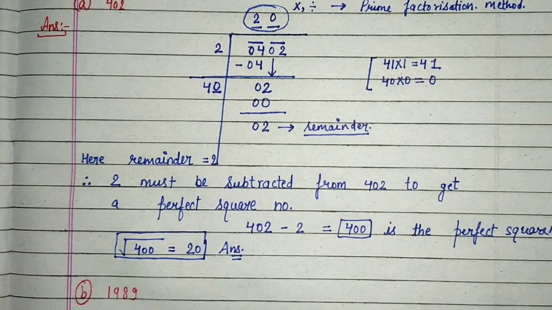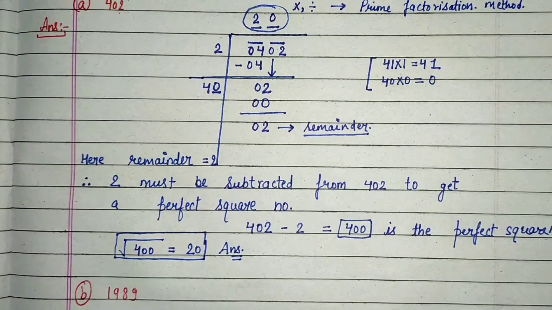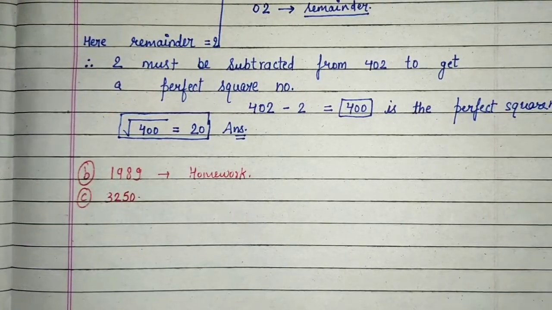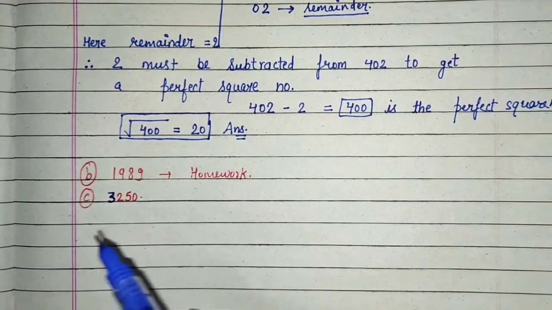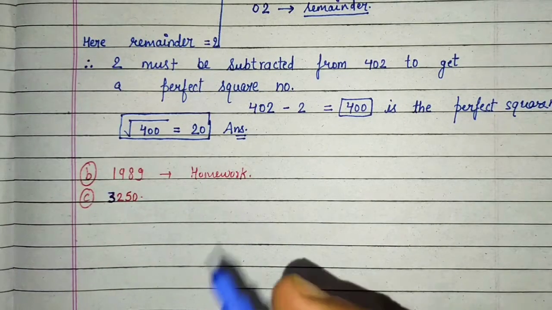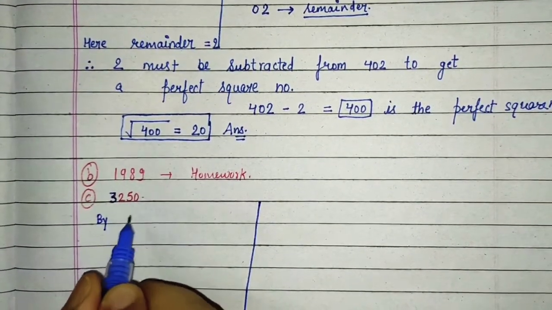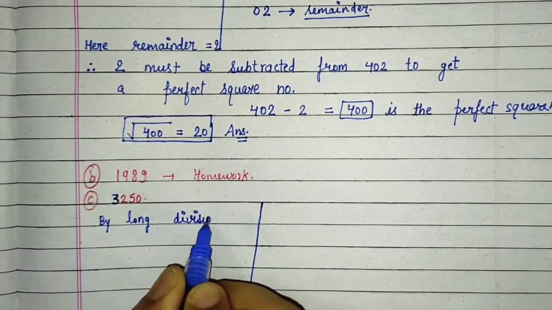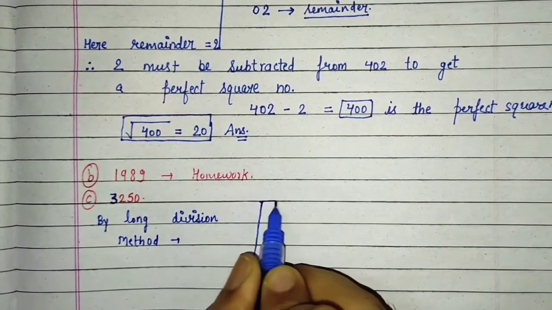Now the second part is 1989. This is the same as the first part, you can try it yourself. Now move to the C part. The C part is 3250. Again the same question, what should be subtracted. Whenever the question is what should be subtracted or what should be added, we will use the long division method. So just write down by the long division method.